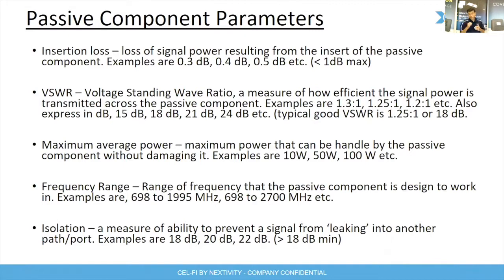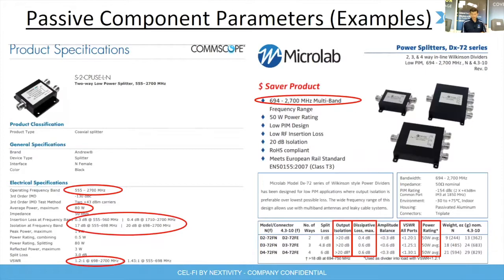So we have taken a look at the several important performance metrics. The next section we're going to look at is where we can find these performance metrics. On your screen right now, you can see two different data sheets for the same component. It's a two-way splitter, what you see over here. One is made by CommScope on the left, the other is made by Microlab on the right.